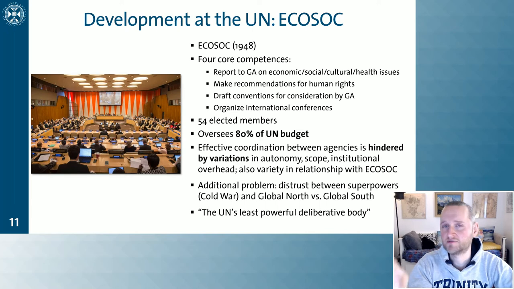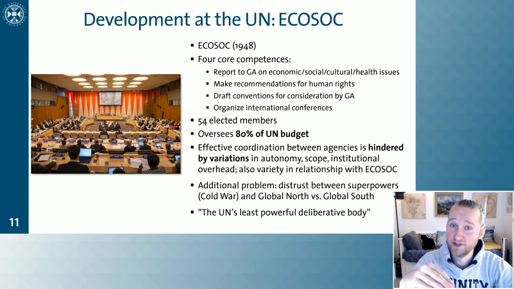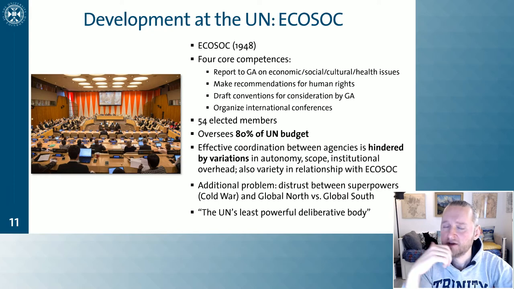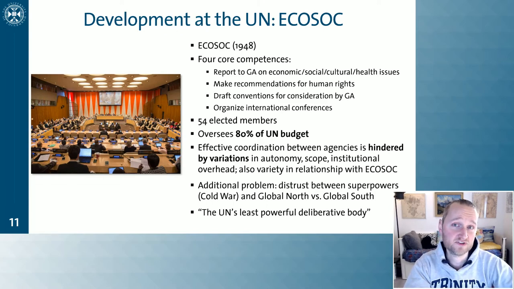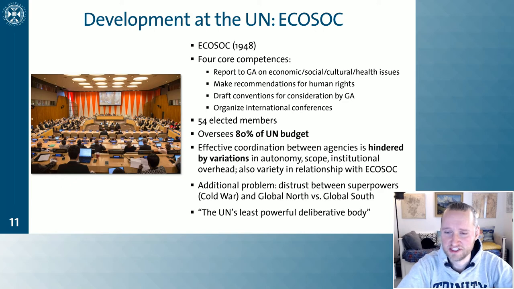And because these vary so much in terms of how much autonomy they have, what their scope is, how much institutional overhead they have, and so on, and what exactly their relationship is to ECOSOC, whether they truly have to report to ECOSOC and ECOSOC can tell them what to do, or they just inform ECOSOC of what they're doing without ECOSOC being able to do much in response, because there's so much variation there, that means that ECOSOC can really only exert very little coordinating efforts. Now, that's not to say that it can't do anything. It still matters if certain things are being discussed, for example, at these big meetings, at these big conferences, and if consensus is achieved on any specific issue, that oftentimes matters greatly for the organizations that report to ECOSOC. But it's still not ideally set up to achieve its coordinating function.